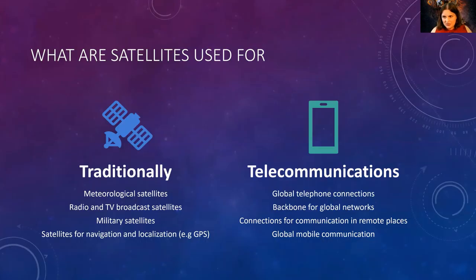So what are satellites used for? Why are we sending stuff up into space? Well, traditionally, we've used it for weather. We've used it for understanding our planet. We've used it for radio and television broadcasts. The military uses it for communications. And also today, I don't know about you, I highly depend upon my GPS to get anywhere that I'm not familiar with. But with the newest updates in technology, especially now that we've been in COVID, we use it for global telephone connections, basically global networks, communications in remote places, and much, much more. So as technology has advanced, so has the need for satellites.